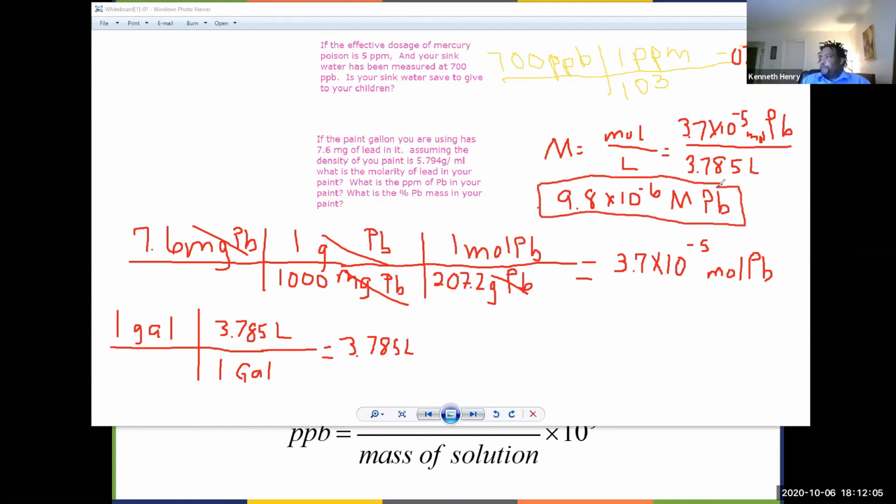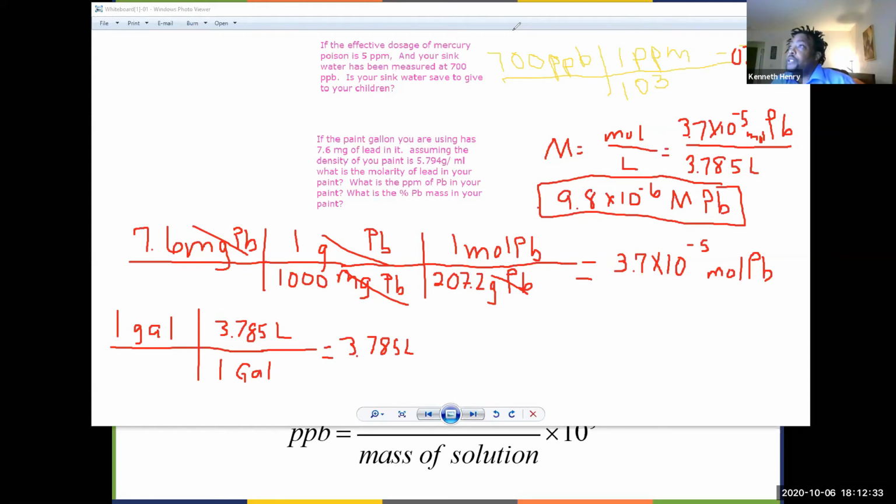Are you with me? Yeah. Okay. So then what is the next part of the question asked? Parts per million. What is the definition of parts per million? I'm getting old, getting gray. Help me out here. Mass of solute over mass of solution times 10 to the 6th power.